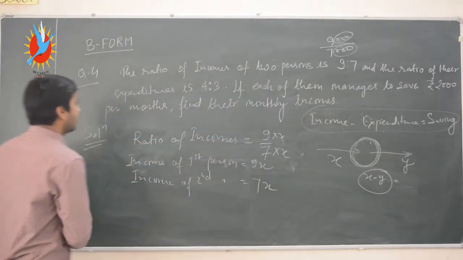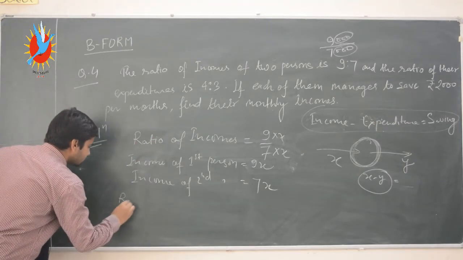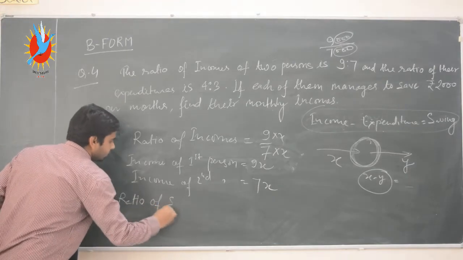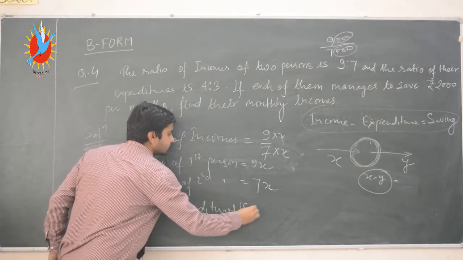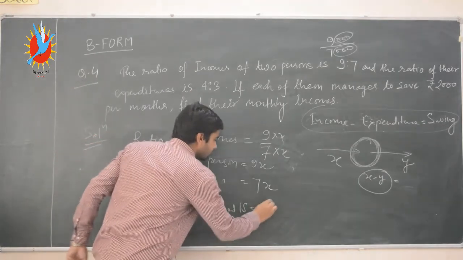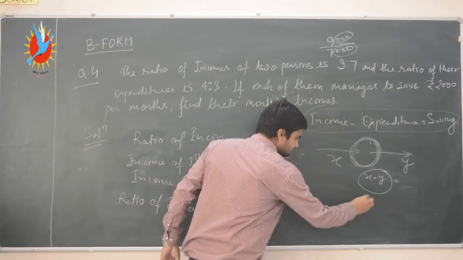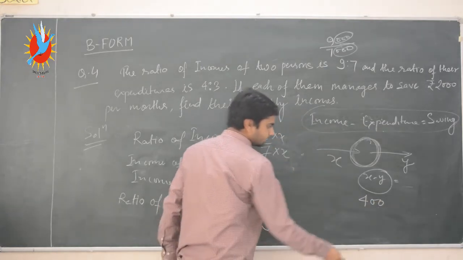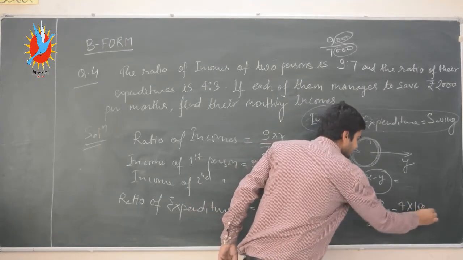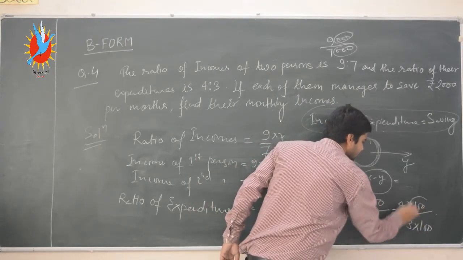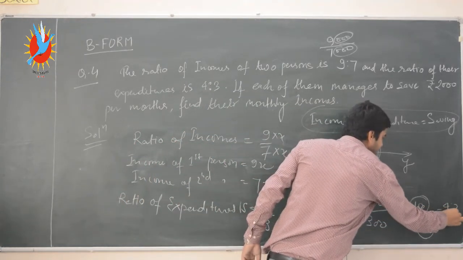Now here the ratio of expenditures of both persons is given. The ratio of expenditures is 4/3. How will this ratio be calculated? Suppose first person's expenditure is 400 and the second person's expenditure is 300. So we can write this as 4 into 100 divided by 3 into 100. This common number gets cancelled out in numerator and denominator, and finally we calculated the ratio as 4/3.